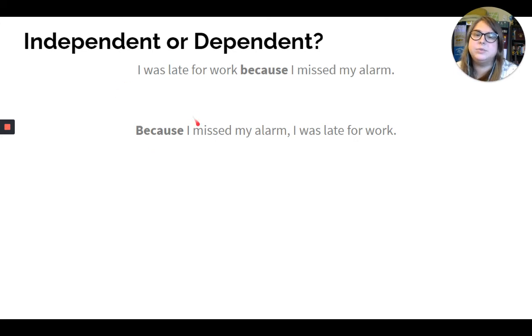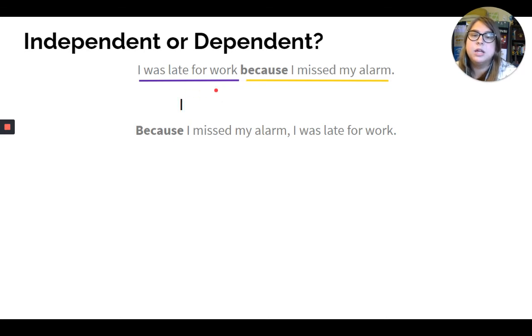So let's look back at that sentence and see how that actually works. We're still dealing with the same sentences. "I was late for work because I missed my alarm," and "because I missed my alarm, I was late for work." But let's look at how they are independent or dependent. So in our first sentence, "I was late for work because I missed my alarm." That's how we had separated for cause and effect. We follow the same pattern when we are looking for independent and dependent.